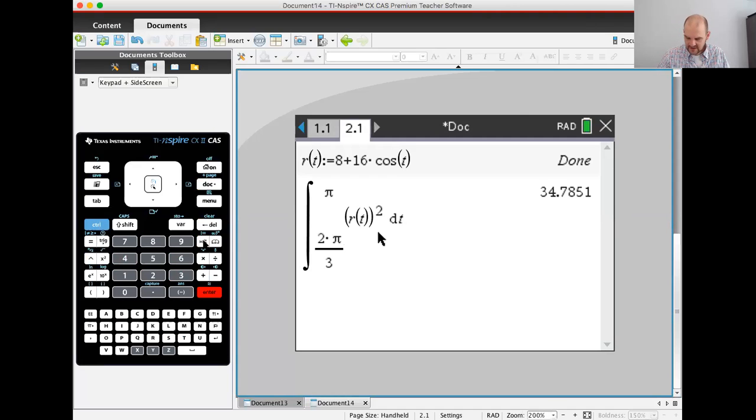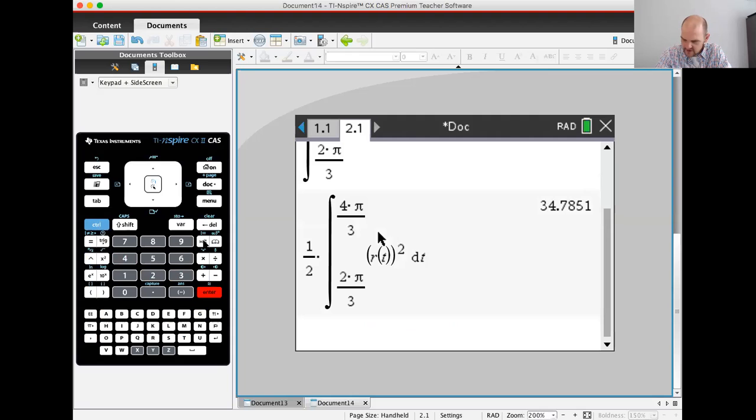34 point, that's really big. Oh yeah, it's like half of an 8 by 8 square kind of, so it sort of makes sense to me. 34.785. So I wrote that in. I've also highlighted it because it's kind of bleeding into other things. And then we also thought that we could just do 1/2 the integral of r of t squared comma t if we went from 2 pi over 3 to 4 pi over 3. I think it will give you the same answer. And it does. You want to check your understanding by trying to do it in multiple ways.